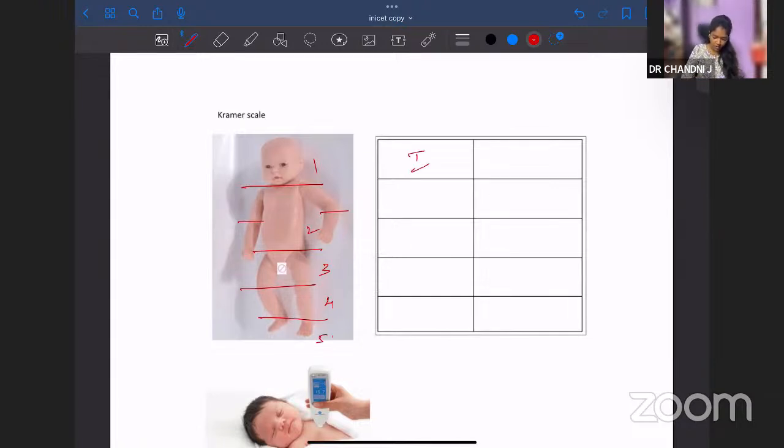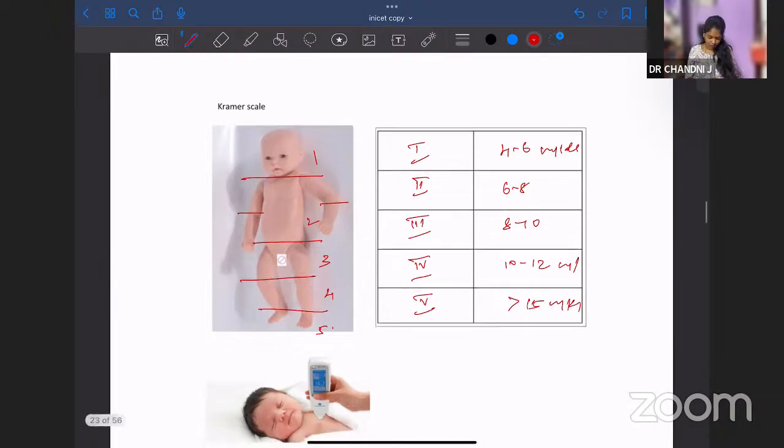If it's zone 1, the value will be somewhere around 4 to 6 milligram per deciliter. In zone 2, around 6 to 8. In zone 3, around 8 to 10 milligram per deciliter. In zone 4, around 10 to 12 milligram per deciliter. And in zone 5, it is more than 15 milligram per deciliter. Clear? This is the Kramer scale. This you have to know.